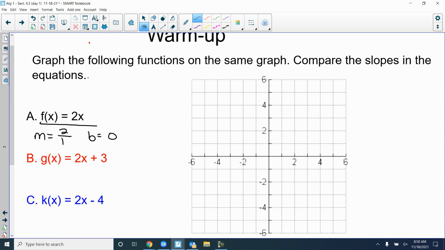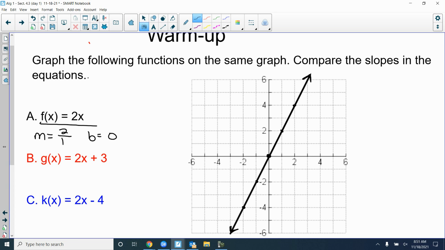Where is 0 at? 0 is the point 0, 0. So you're going to go up 2. This is a positive slope, to the right 1. So up 2 to the right 1, up 2 to the right 1. And I'm going to go down 2 to the left. And so there's 2x. All right, graph g of x, graph k of x, give it a different y-intercept.